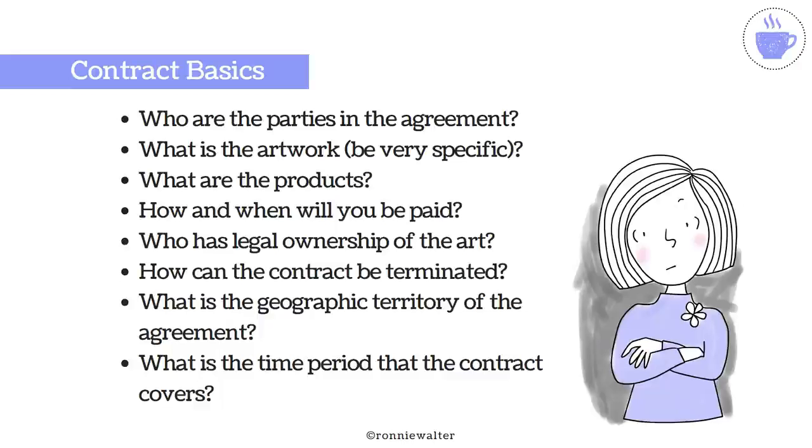And what is the geographic territory of the agreement? Is it North America? Is it worldwide? Is it Europe? Make sure that is inside your contract. And of course, what is the time period that the contract covers? Is it a 3-year deal? Sometimes contracts renew. So it might be for 3 years and then renews every year until someone says that they don't want it to renew anymore. All of that will be spelled out in the contract.